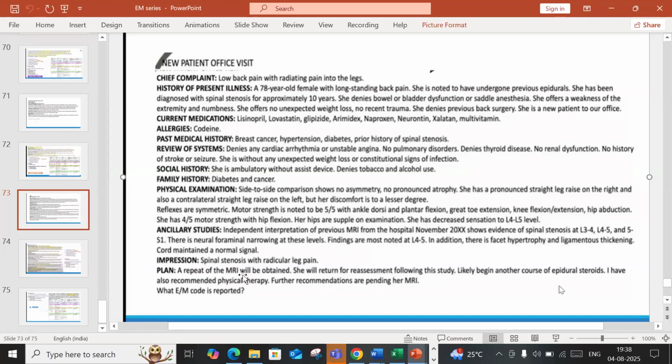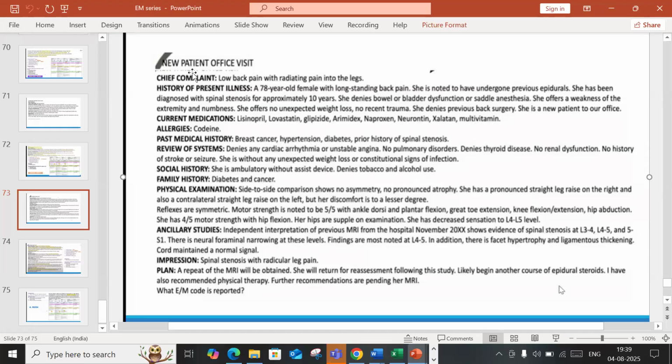After seeing that scan report in the next visit, the doctor is going to give some treatment, whether pain injections, epidural injections or trigger point injections, or he will be doing some procedures. That depends on what he will discuss in the next follow-up visit. So for this visit, the doctor has advised an MRI scan. That MRI scan code we have to report. That is a CPT procedure.